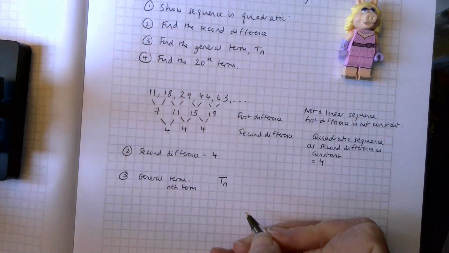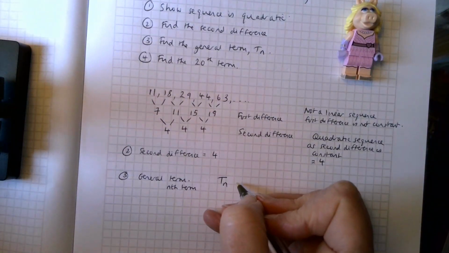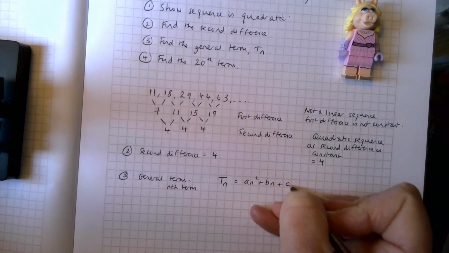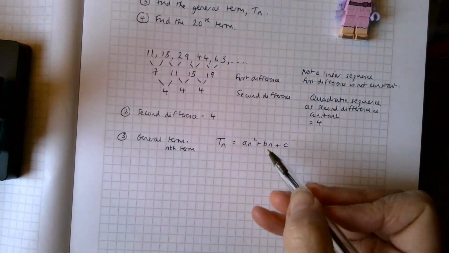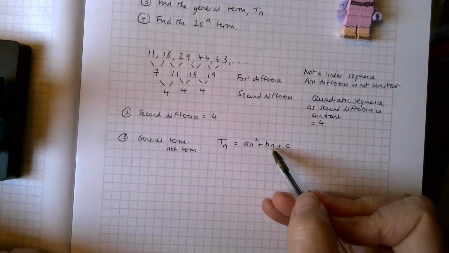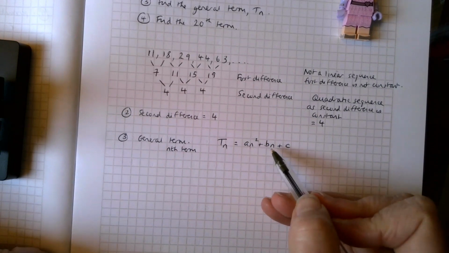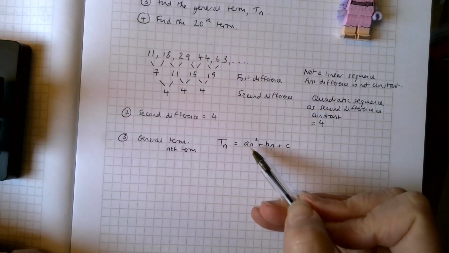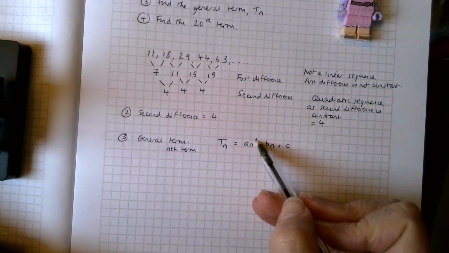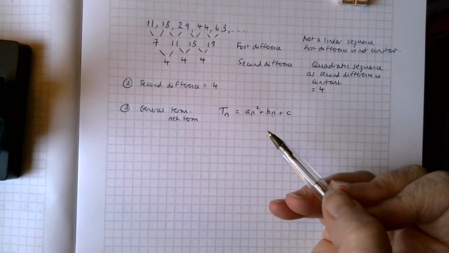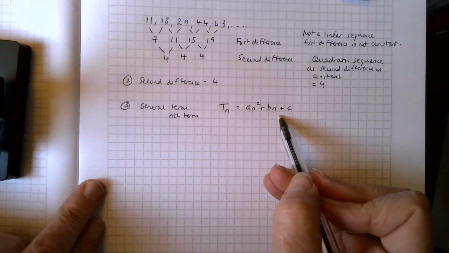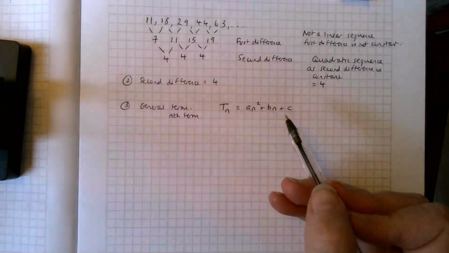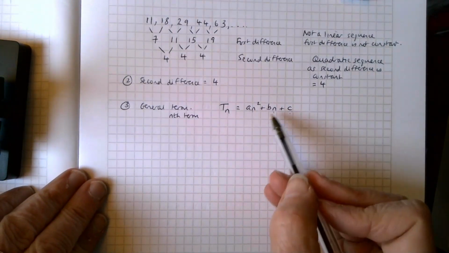The Tn, the general term, which is the rule for that particular sequence, in a quadratic sequence has this form: an squared plus bn plus c. What that means is it's got an n squared term, an n term, and a constant. Now, it may not actually have an n term or a constant, but it will definitely have an n squared term, because you recognize that squared bit as meaning that it's quadratic. So sometimes you're given this, and sometimes they expect you to know it. I think in Junior Cert, in higher level, in the exams, they will give you that. But just in case, try and remember it.